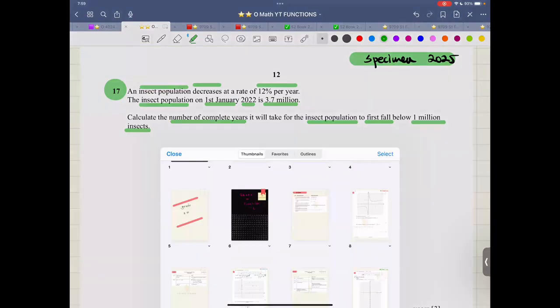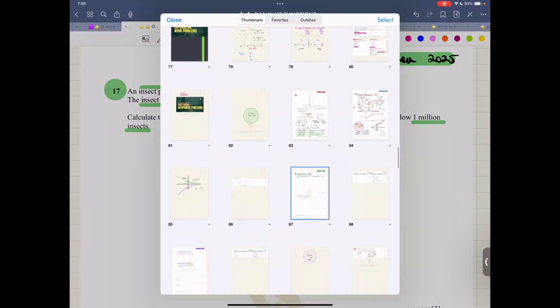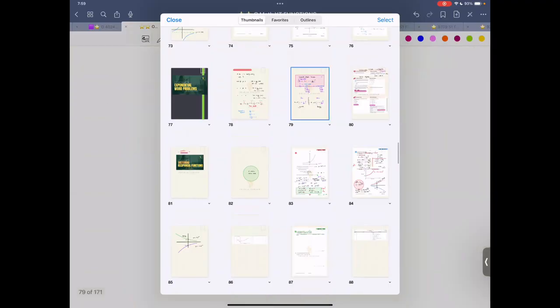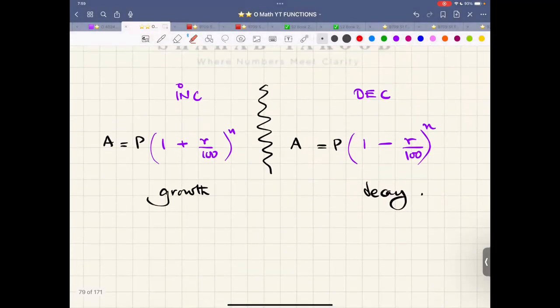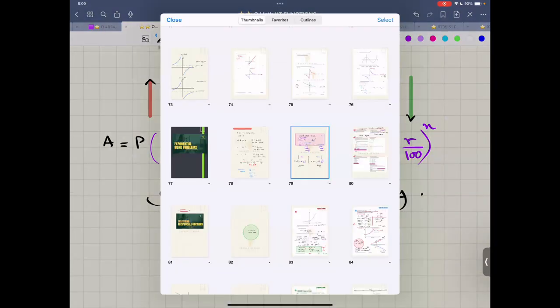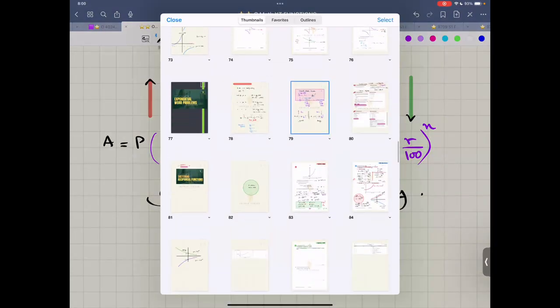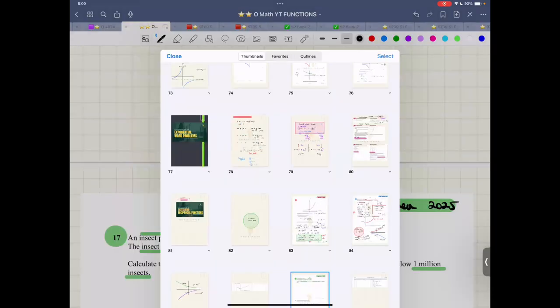Now, first of all, let me go back and tell you the formulas. We can be talking about an increase, or we can be talking about a decrease. For increase, this is 1 plus R over 100. For decrease, it should be 1 minus R over 100. Got the idea? So now let's go back over here, and there it is.